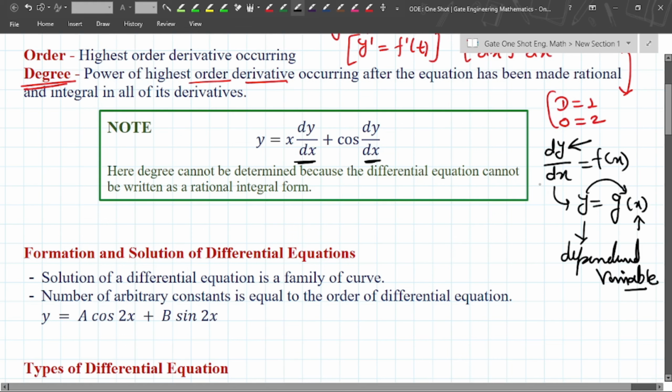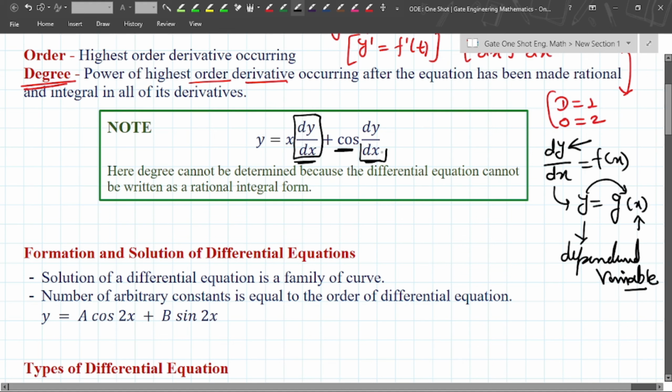So if the derivative of the dependent variable, like dy by dx, is occurring inside a non-linear function, say if I'm talking about cos, what is this? This is a non-linear function, and its graph looks like this. So if the derivative of the dependent variable occurs inside such a function, it is a non-linear kind of differential equation.